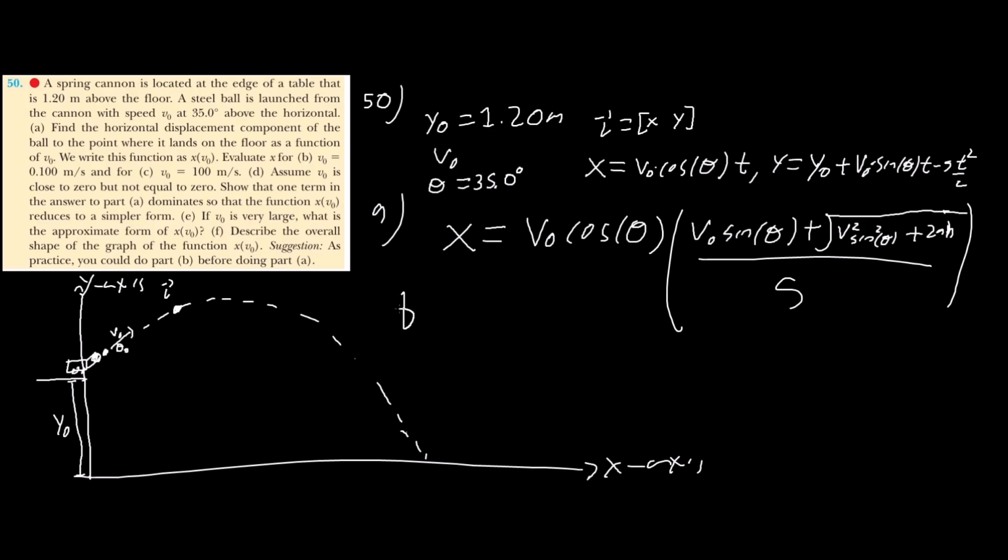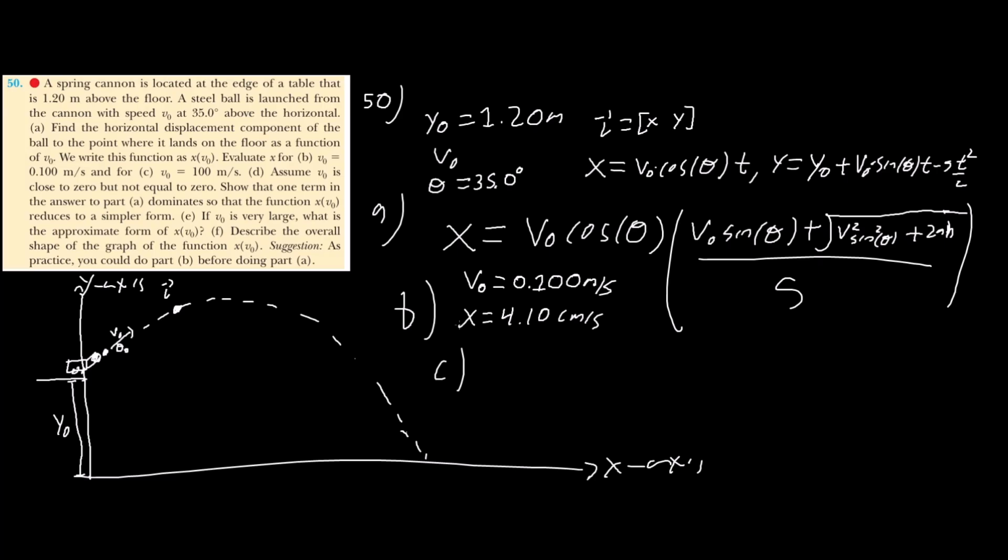So now for part B. Now we're going to evaluate the distance x when V naught here is going to be 0.100 meters per second. So if you let V naught be that, your x here is going to be, well, let me convert that. 4.10 centimeters per second. And that's the answer for part C.